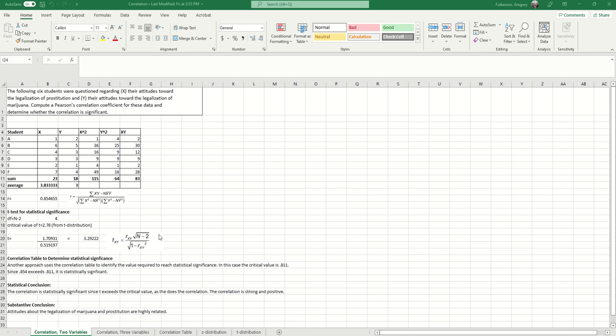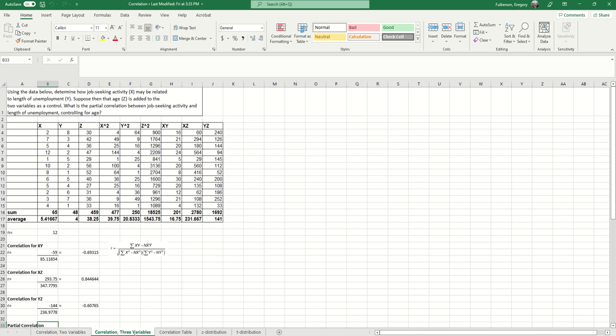Hi, this tutorial is going to take a look at correlations, our Excel calculator. And you can see in the tabs below we have information for correlation for two variables. And this is going to be just a simple walkthrough of how we calculate that.